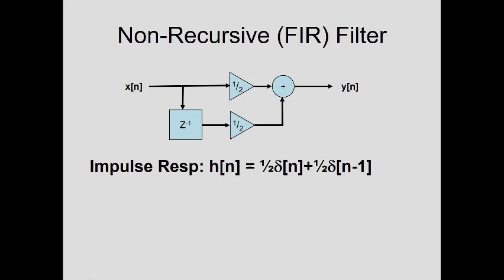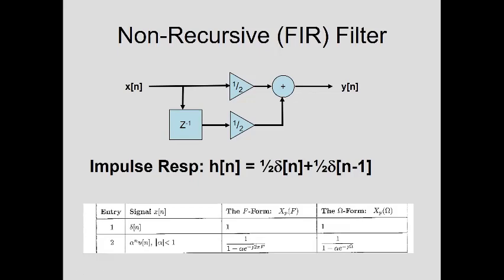Similarly, our two sample averaging FIR filter that was non-recursive has a difference equation y of n equals 1/2 x of n plus 1/2 x of n minus 1. We derived its unit sample response was 1/2 delta sub n plus 1/2 delta of n minus 1. Again, if we wanted to know its frequency response, we would be taking the discrete time Fourier transform of h of n. In this case, I have a table lookup for delta sub n. It has a discrete time Fourier transform of 1.